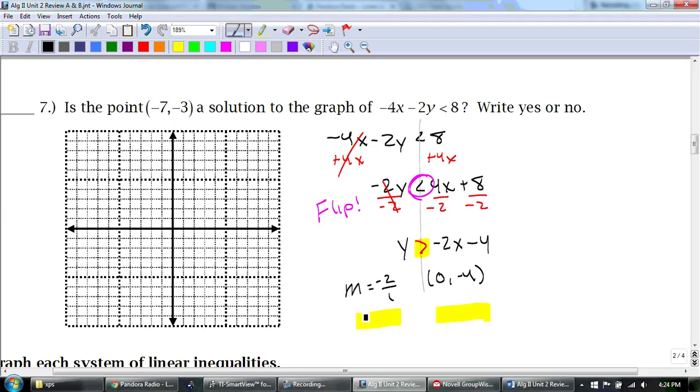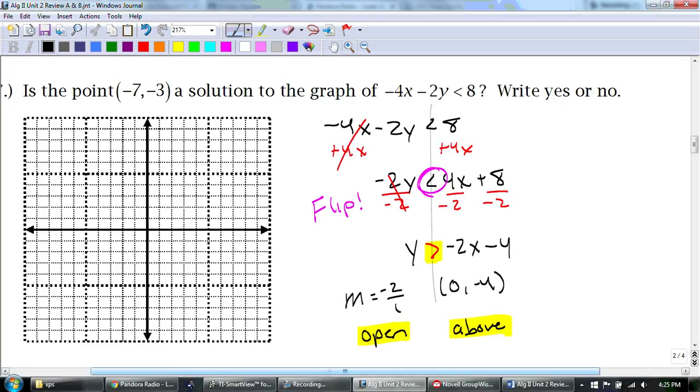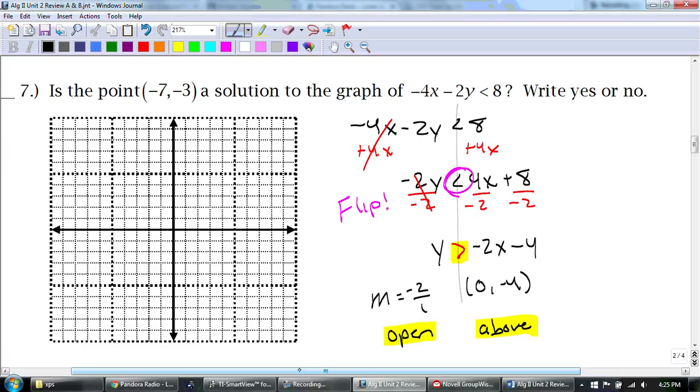And then remember we had to ask ourselves those two questions. Is it open or closed? And it's open. And do I shade above or below? Above. Okay, so let's go ahead and graph this. I'm starting at negative 4, I'm open, and I go up 2 over 1, up 2 over 1. No, I don't, Mr. Grice. I'm supposed to be going down 2 over 1 because my slope is negative.